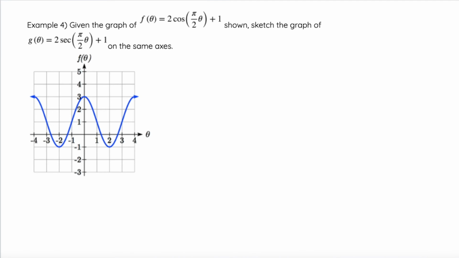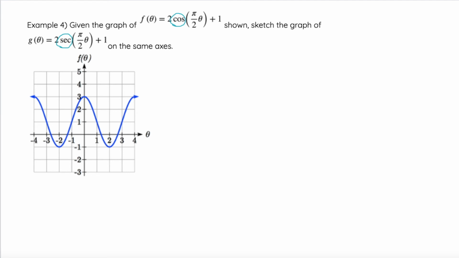All right. Given the graph of 2 cosine of pi over 2 theta plus 1, show and sketch the graph of 2 secant of pi over 2 theta plus 1. This is pretty interesting because they want us to graph it on the same axes. So we know that these are related to one another based on our last example, where if all I'm doing is replacing secant and cosine, the same is going to happen if I do sine and cosecant.